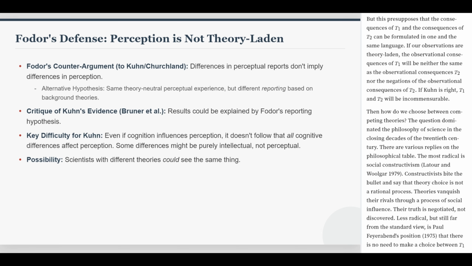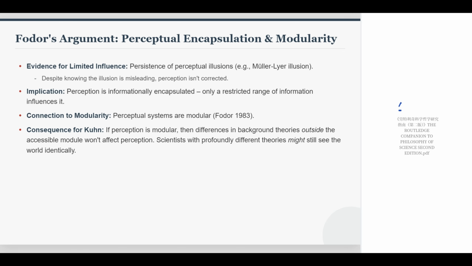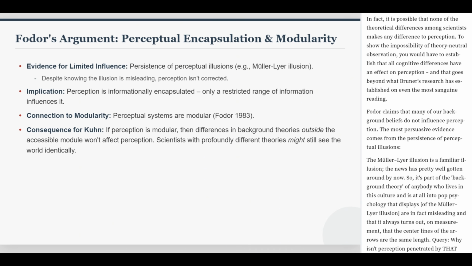Maybe the difference between two scientists' theories is purely intellectual, a disagreement about interpretation or prediction without affecting what they actually see. It's conceivable, he argued, that scientists with wildly different theories could in fact see the same thing. Fodor bolstered his argument with a compelling piece of evidence: the persistence of perceptual illusions. Think about the Müller-Lyer illusion, those lines that look different lengths but are actually identical. We all know it's an illusion, we have that background theory, yet our perception isn't corrected.